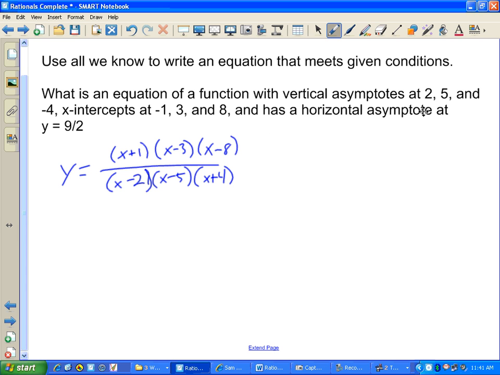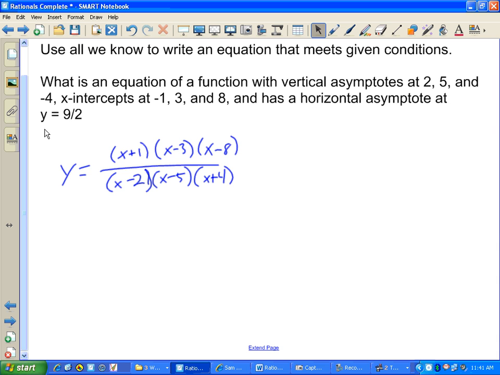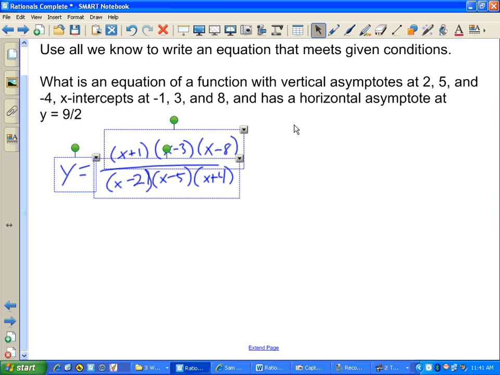I have a horizontal asymptote at 9/2. So in order to have that horizontal asymptote, I have to have the same number of x's on top as I do on the bottom, because this would turn out to be an x cubed equation, and this would turn out to be an x cubed equation. And that means that I need to have, I'm just going to copy this real quick so that we can show some other examples.